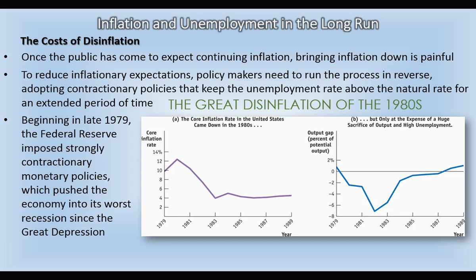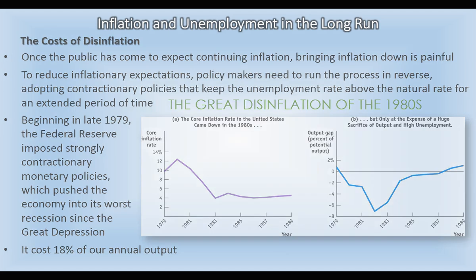And so that was very painful for everybody, essentially. Well, the poorest of us. So that is what disinflation results in. It results in us having to accept the fact that people are going to have to be out of work in order to bring prices down. So it wound up costing 18% of our annual output. So it actually contracted our GDP by 18%.